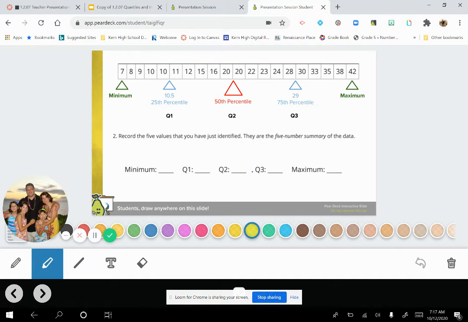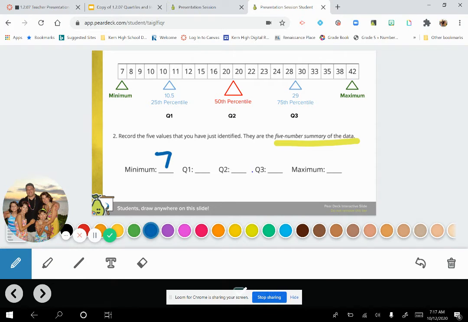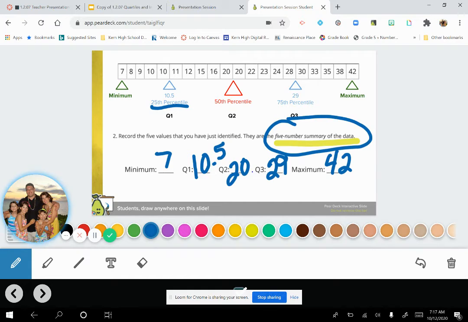Now you've got what you know as your 5-number summary of data. Our minimum, 7. Our maximum, 42. Quartile 1 we found was 10.5, at the 25th percentile. The 50th percentile we found was 20. And quartile 3 we found was 29. And this is your 5-number summary of data. That is our first big step of finding the variance, is figuring out our 5-number summary of the data.